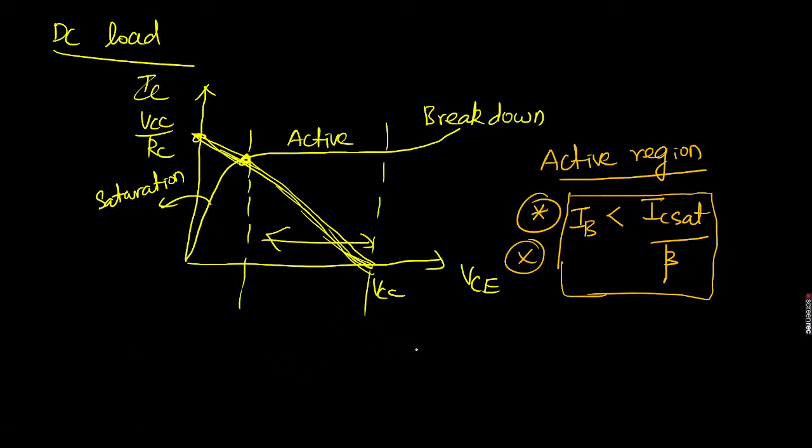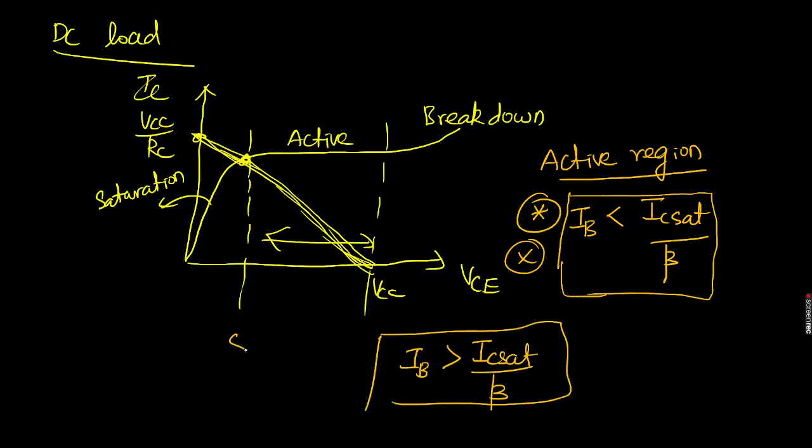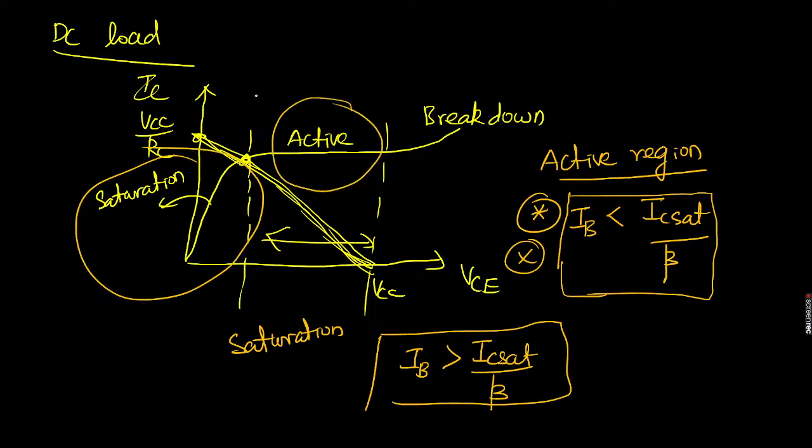Opposite case, suppose the base current is greater than the collector saturation current divided by beta. In that case, the transistor will be operated in the saturation region. So to bring the transistor to the active region, the base current must be less than the collector saturation current divided by beta. That is the most important formula.